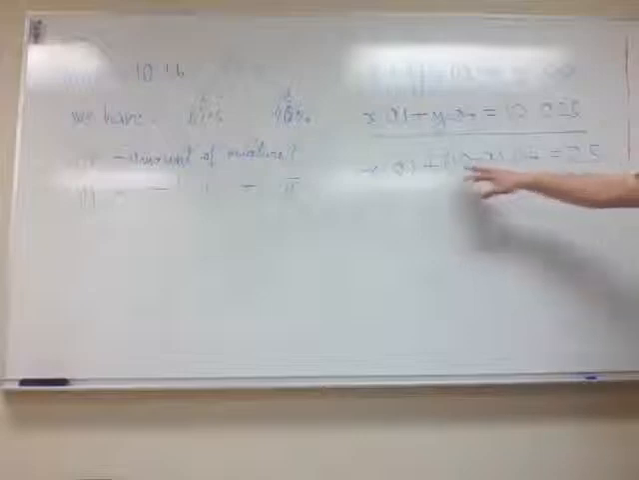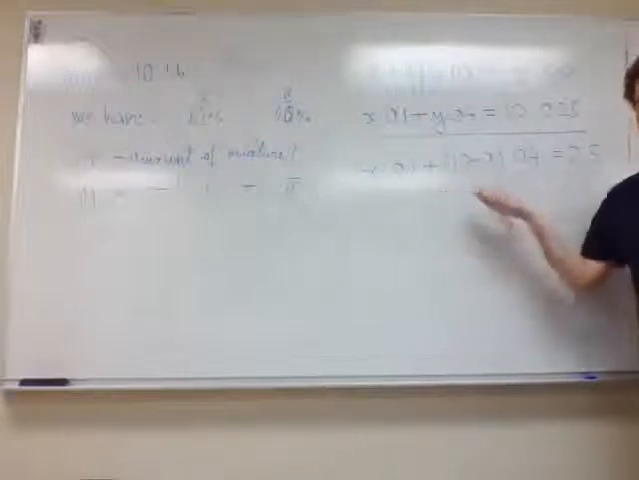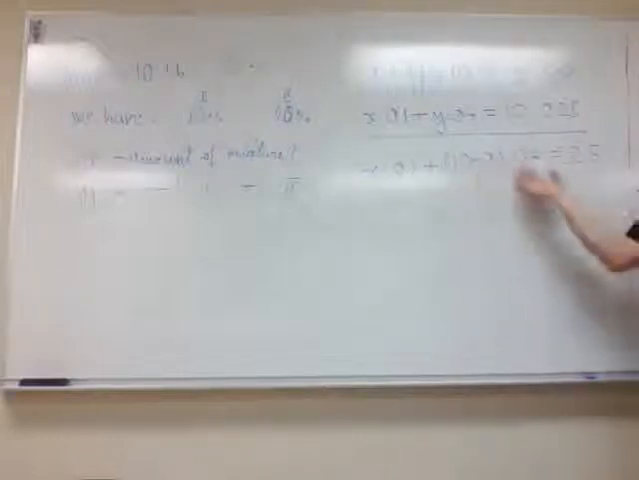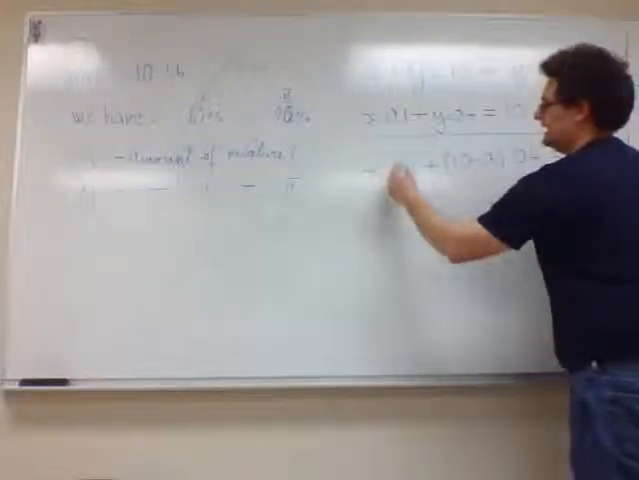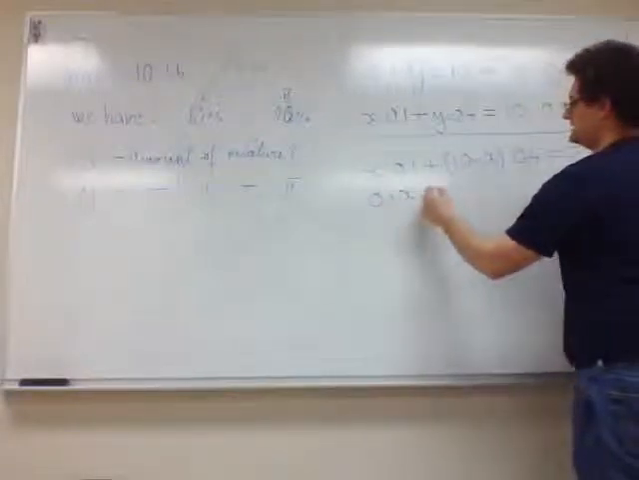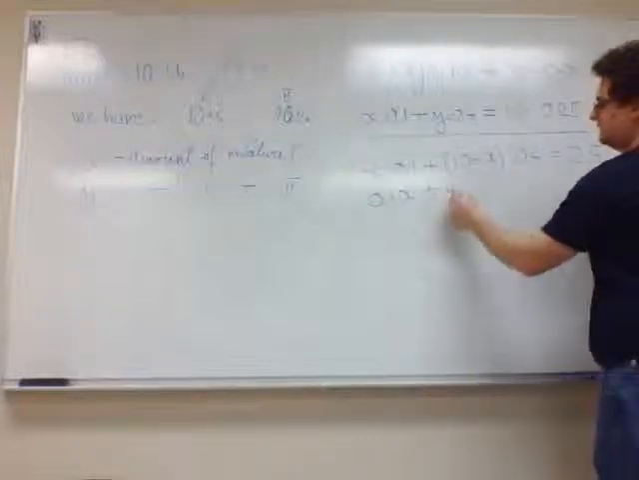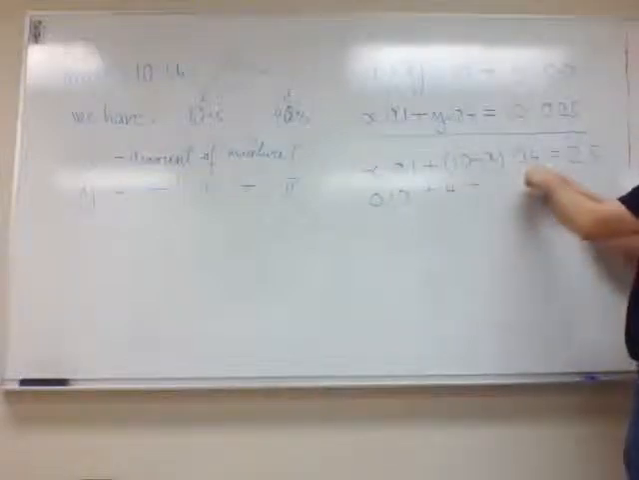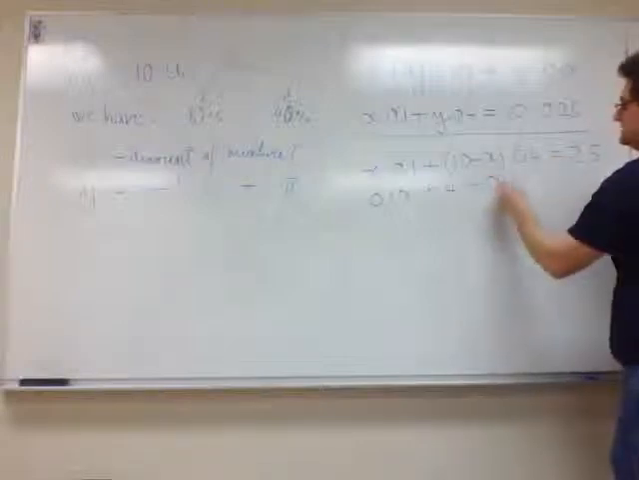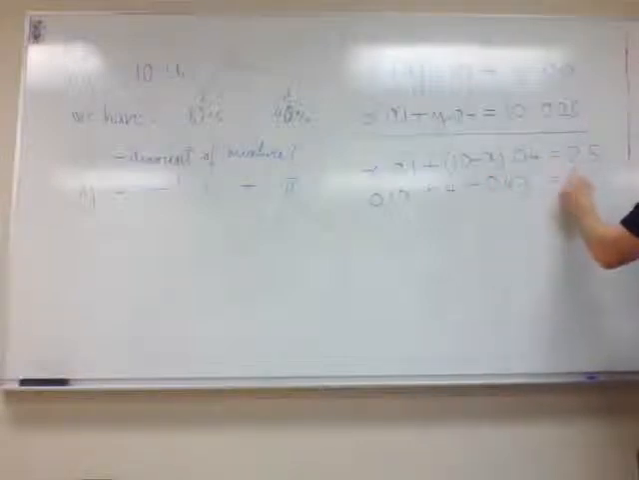All right, so to solve for x, we now need to solve for x. To do that, just multiply this out. So we have 0.1x plus, and we have 10 times 0.4, so that's just 4, minus x times 0.4, so this minus 0.4x. That should be 2.5.